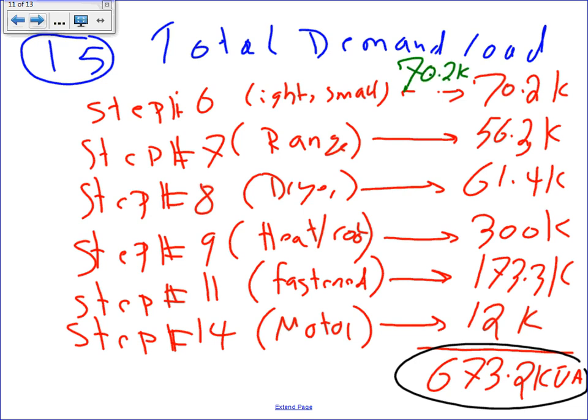70.2K. Okay, let's go to step number 7. What was step number 7? Nick, we derated the range, and we've got 39.4 kV. Step number 8, the dryer, 43K.